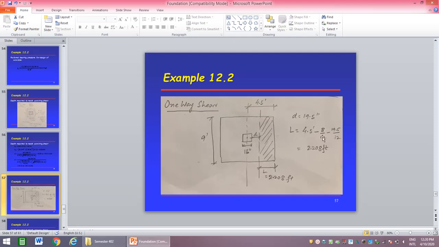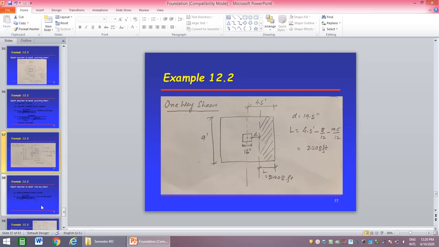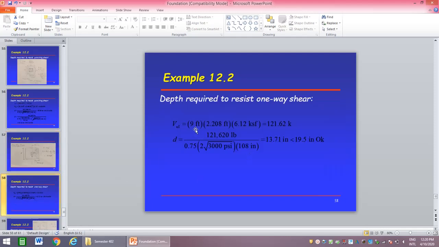It is coming 2.80. So what is one-way shear? This length multiplied by this length and multiplied by 6.12. So you will calculate the 9 feet 2.08, and then here it is coming here.